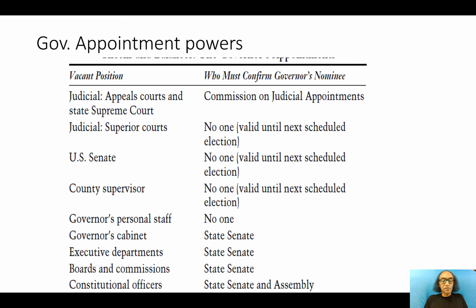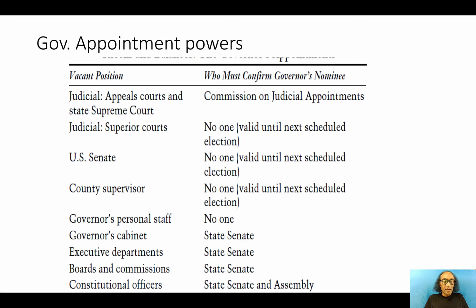But just the lower court, the Superior Court, the governor will make the appointment because since judicial offices in California are elected offices, the governor will make an appointment until the next election, and then that judge will have to run for office again. U.S. Senate, again, the governor, if there's a vacancy in a U.S. Senate seat, the governor will make the appointment, and at the next election, there will be a replacement. Same thing with the county supervisor and the governor's personal staff.